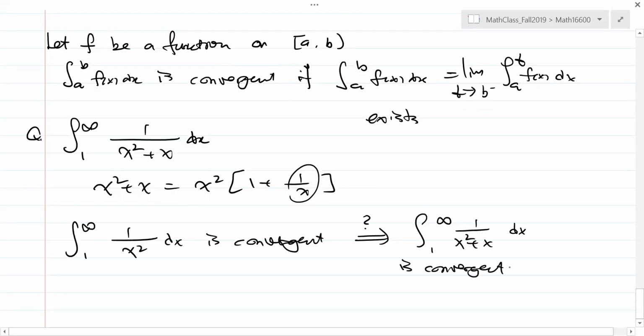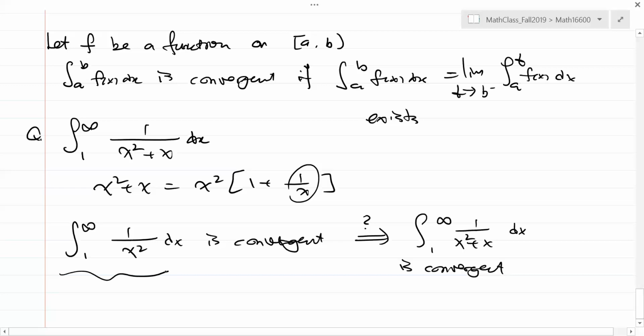If I don't want to find the exact value, how can I say this is convergent too? I think this is convergent. The reason is the denominator here, x squared plus x, is almost equal to x squared. And I know this is a special one. This is convergent. I know the value.